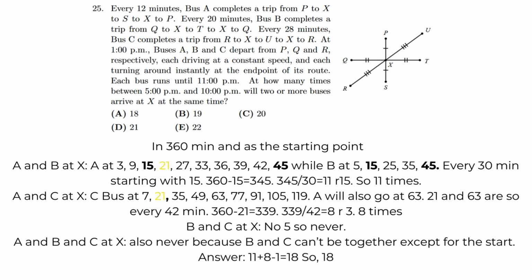And when do all three come together? Never, because B and C can't be together except at the start. So 11 plus 18 minus 1 equals 18. So the answer is 18. Answer A.